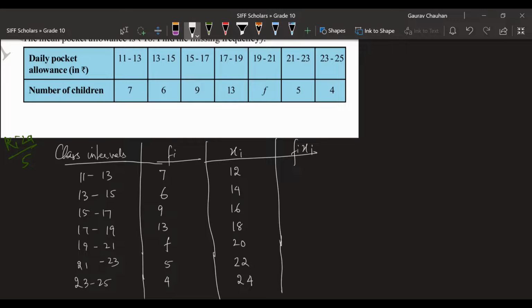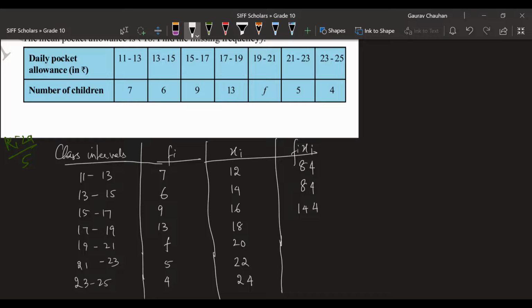Okay, I'm going to find fi xi. fi xi is multiplication of this into this. So 12 sevens are, we are all going to multiply. 12 sevens are 84. 14 sixes are 84. 16 nines are 144.